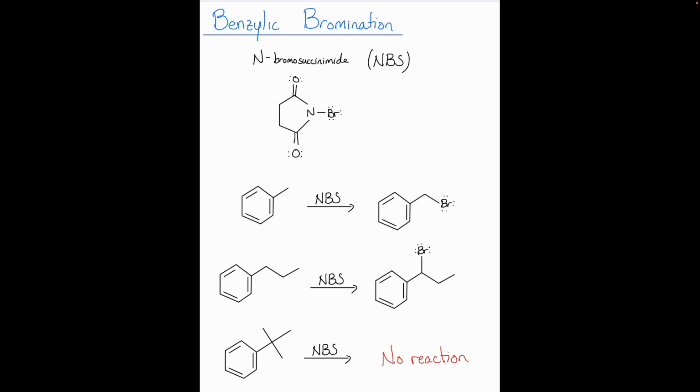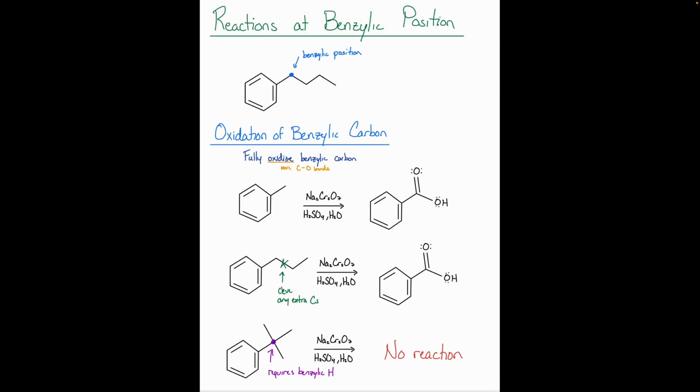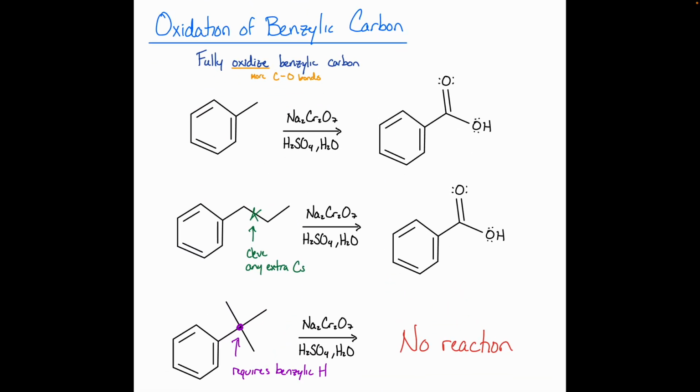So we have our benzylic bromination reaction using this N-bromosuccinimide. It will brominate a benzylic carbon in a substitution reaction where it replaces the hydrogen with a bromine. If you don't have a hydrogen, though, you don't have any reaction. Similar to before, we can fully oxidize that benzylic carbon to a carboxylic acid group. But just like before, if we don't have a benzylic hydrogen, we don't have any reaction.